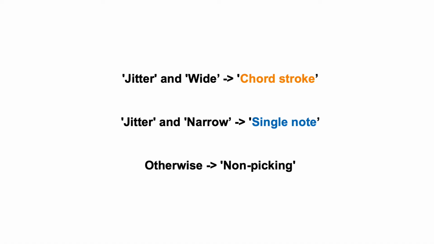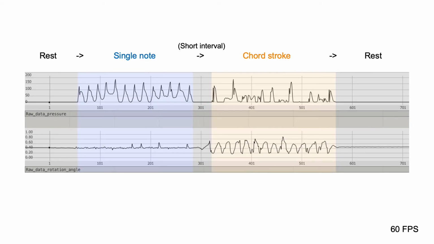By combining these two factors, pressure and rotation angle, we judge the picking state as non-picking, single note, or chord stroke. Firstly, if the picking state is jitter and wide, we determine it as chord stroke. Secondly, if the picking state is jitter and narrow, we determine it as single note. Otherwise, we define the picking state as non-picking.